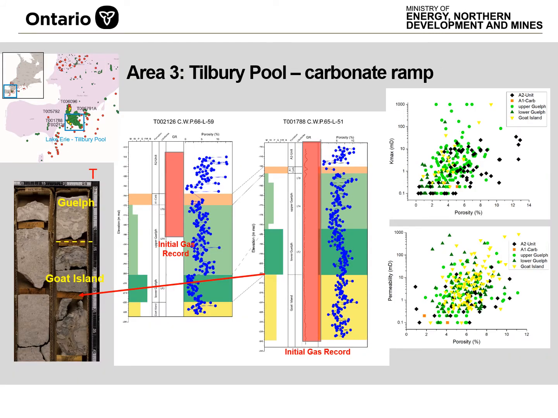In Area 3, no pinnacle structure is present. Natural gas pools have formed in Elgin County and western Lake Erie. Here is an example from the Tilbury pool. Initial gas penetrates from A2 unit to the top of Gold Island Formation. In this pool, the variability is moderate. The porosity ranges from 1 to 16% and the permeability from 0.1 to 1000 millidarcy.